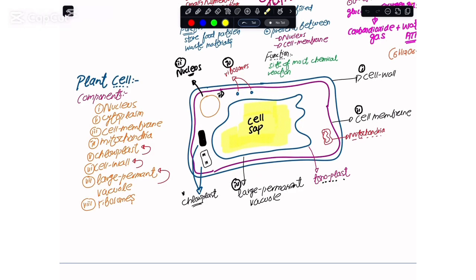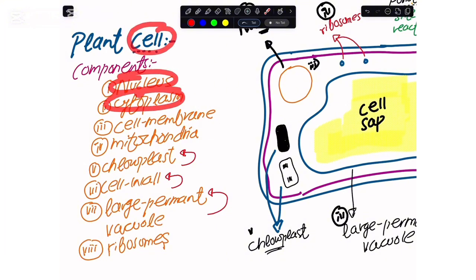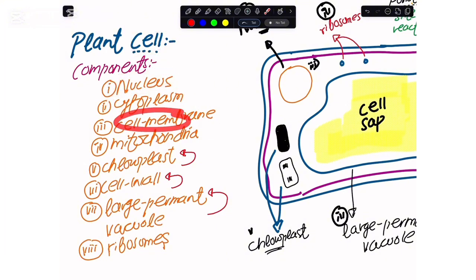And in today's class, we're going to look at the plant cell. Most of the things that we have in plant cells are the same as in the animal cell, but there are little differences. Since the word cell is there, it is evident it would have the nucleus, the cytoplasm, and the cell membrane, and collectively these three components make the protoplasm of the plant cell.